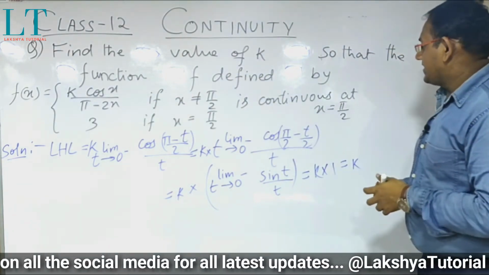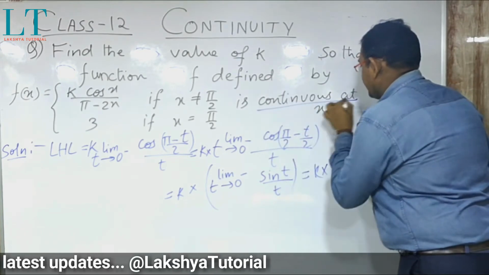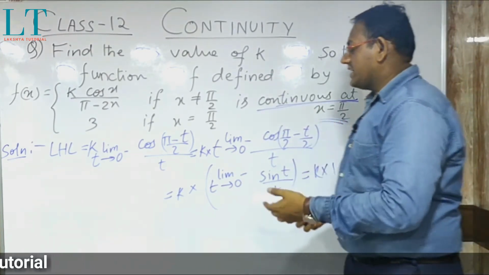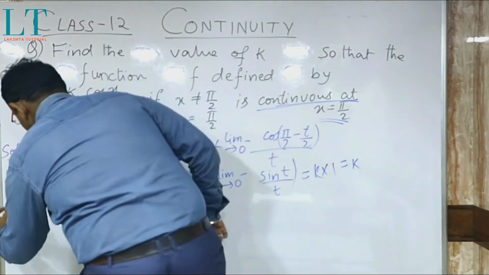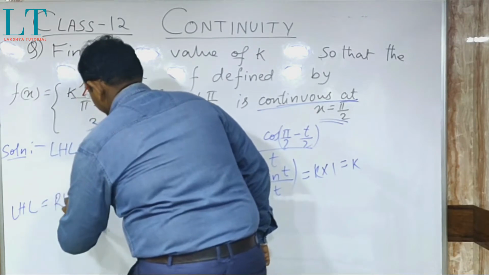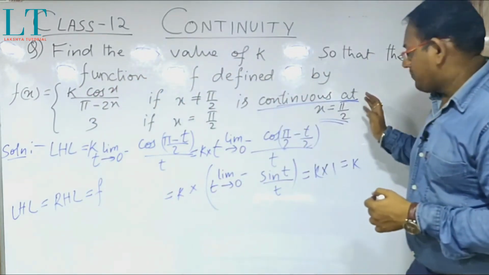Now it is already specified that the function is continuous at the point x is equal to pi by 2. Since it is continuous, we already know that in the case of continuity, left hand limit is equal to right hand limit is equal to the function value at the point over here. The point is pi by 2.